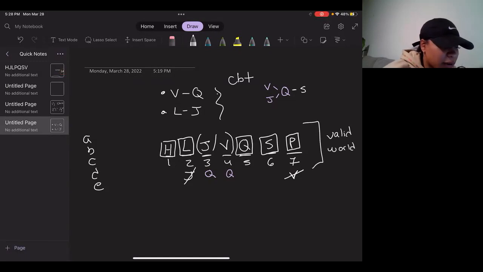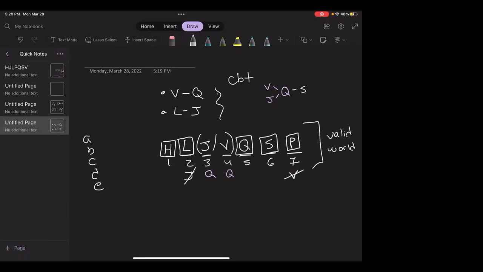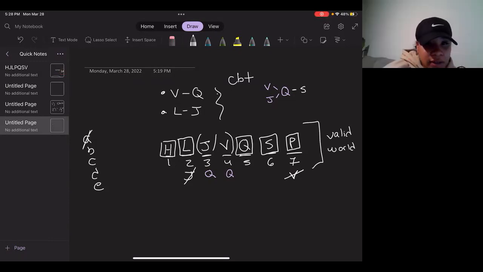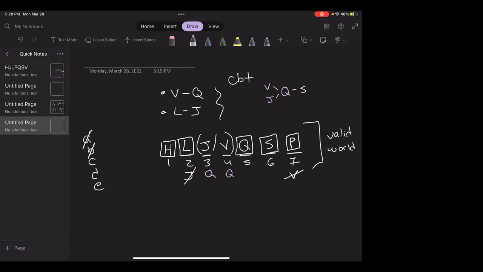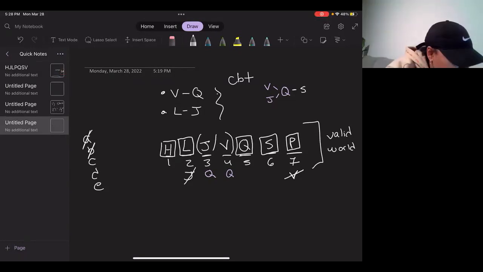So for A, P is more popular than S. We'll say that's not true because S is in front of P. Perfect. For B, S is more popular than V. That's not true because V is before S. Perfect. Yes. Then for C, P is more popular than L.